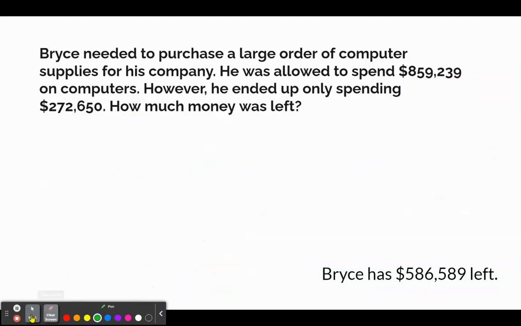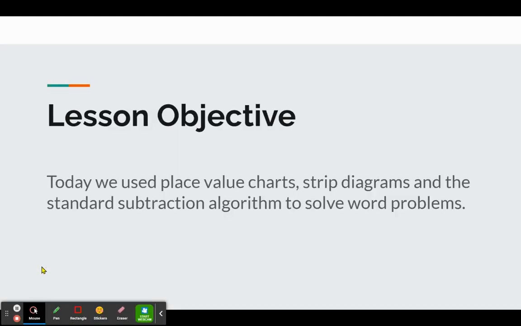All right, everybody. Thank you all so much for joining me today. Let's review today's lesson objective. So today we used place value charts, strip diagrams, and the standard algorithm or standard subtraction algorithms to solve word problems. Thank you all for joining me today, and I'll see you next lesson. Bye, everybody.